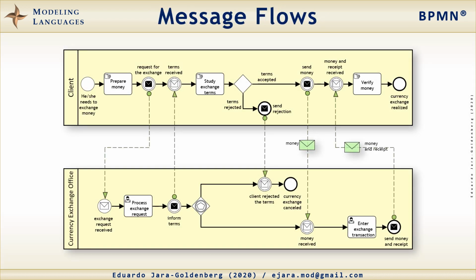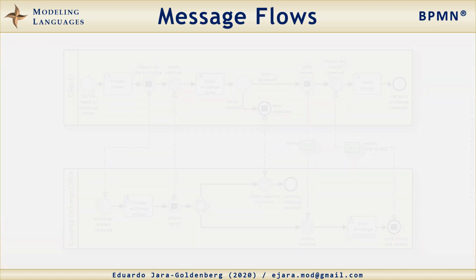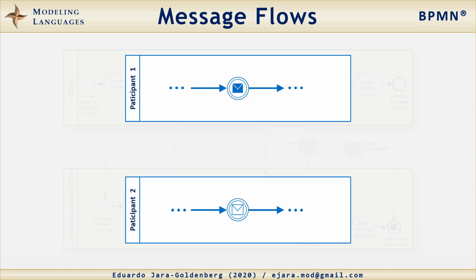A message flow shows the flow of messages between 2 participants that are prepared to send and receive them. A message flow must connect 2 separate pools. The message associated with the message flow can also be shown. A message depicts the contents of a communication between 2 participants.